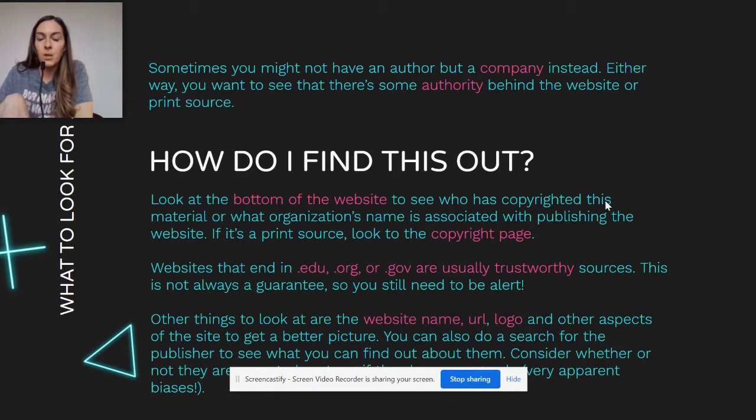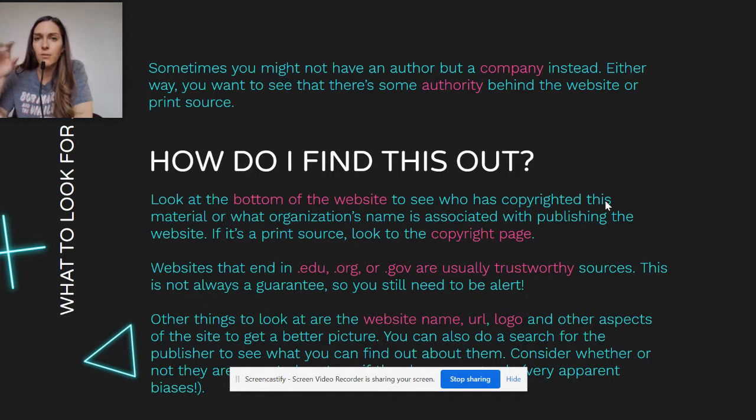They are usually trustworthy sources. They are not always trustworthy sources. So you need to still make sure that you're considering all the other aspects of the website before you just automatically decide, oh, this is a .org, so it is reliable, because that is not always necessarily the case. Other things to consider: look at the website name, look at the URL, which is the link at the top, and then look at their logo.